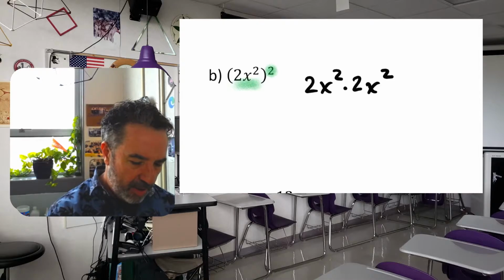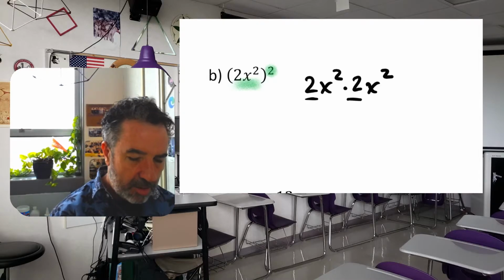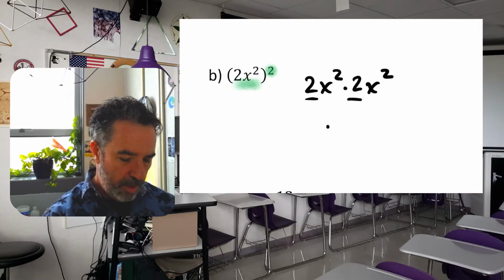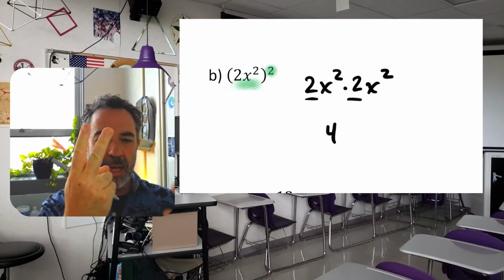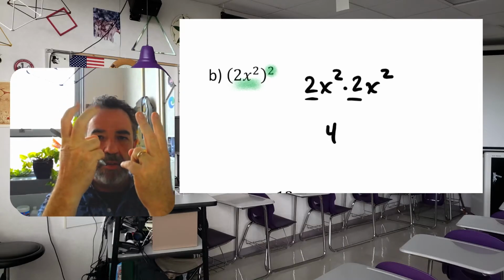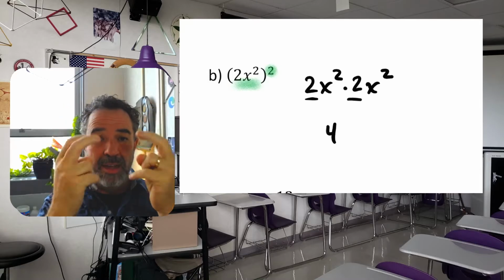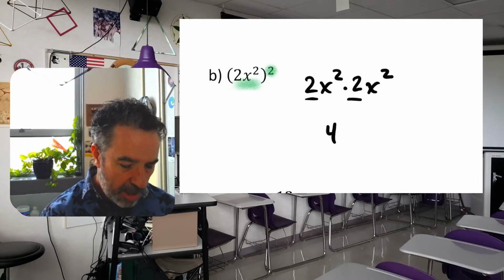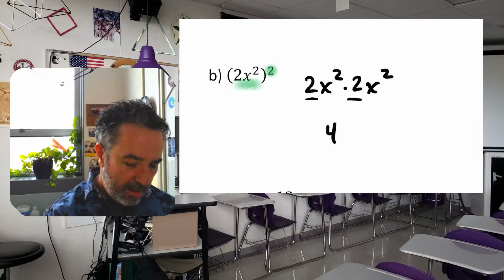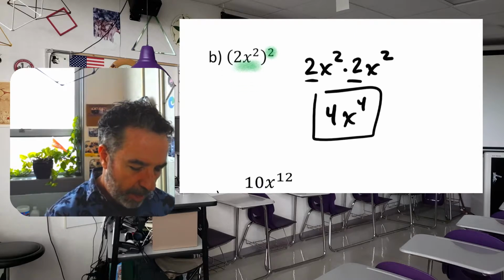So what I have here is a 2 times a 2, which is the number 4. And then I've got x squared times x squared, right? If I've got 2 factors of x and I multiply by 2 more factors of x, that's a total of 4 factors of x. So this is 4 times x to the 4th power. So that would be my answer for B.